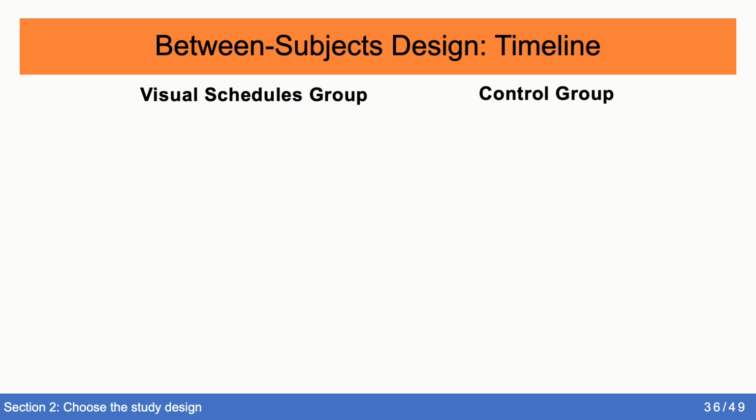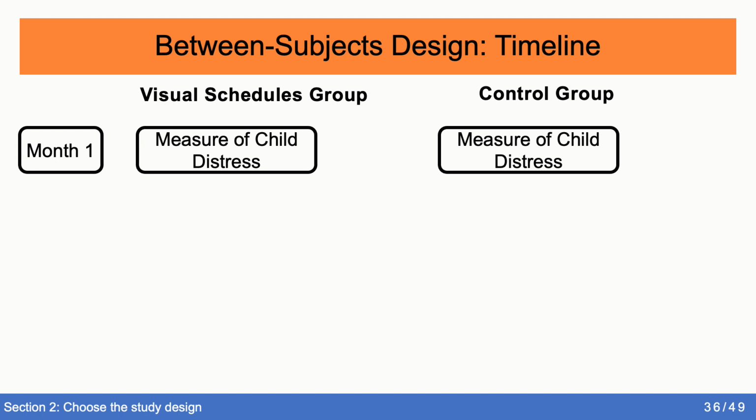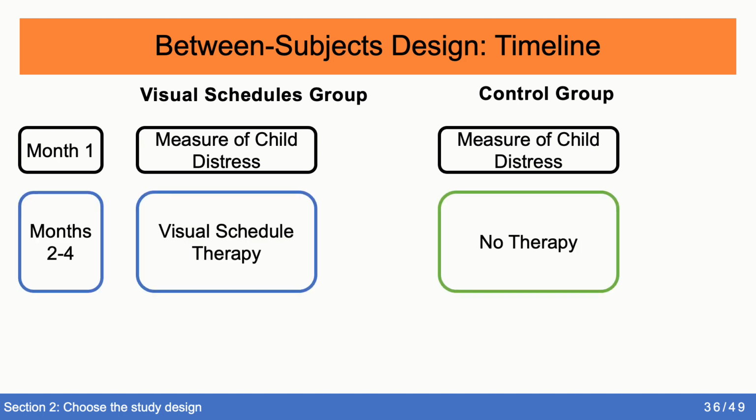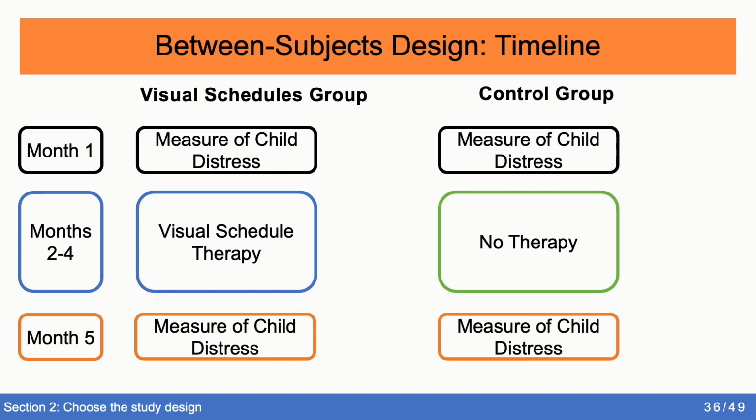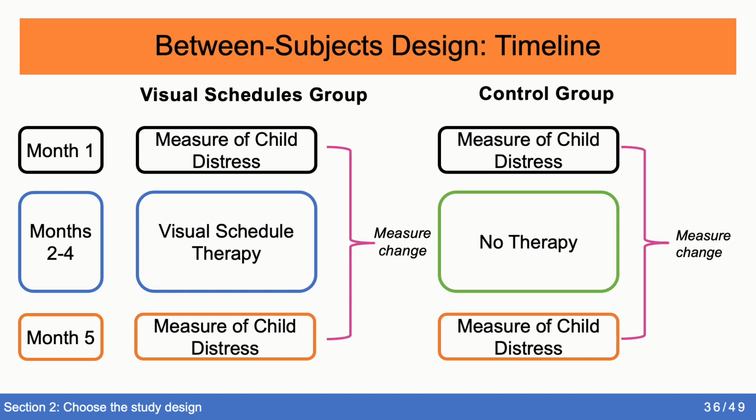Here is an example of what the timeline would look like for our example. In month 1 of the study, people in both groups would get the measure of child distress. Then, in the next few months of the study, the visual schedule group will get the visual schedules therapy. The control group will not get any therapy. Then, in the last month of the study, both groups will get the measure of child distress again. Then, researchers might measure the change in child distress from the beginning to the end of the study for both groups. They can then see which group made more change.